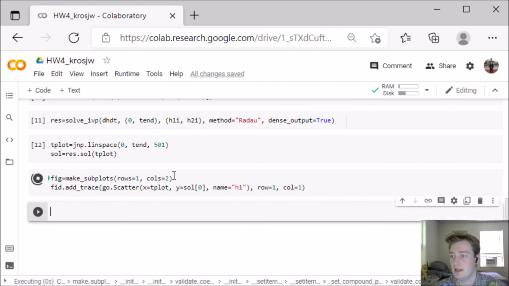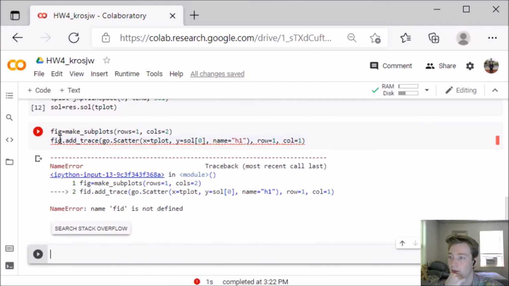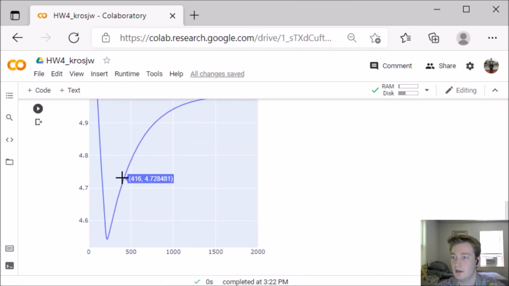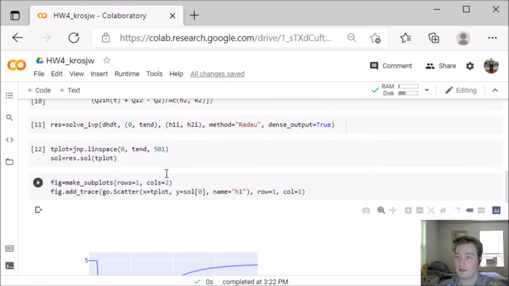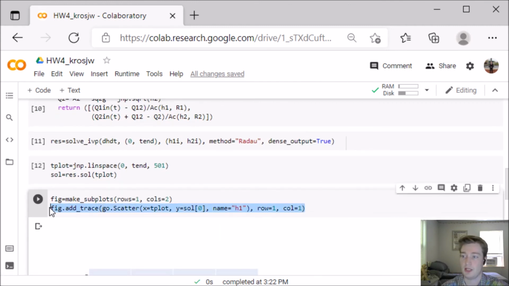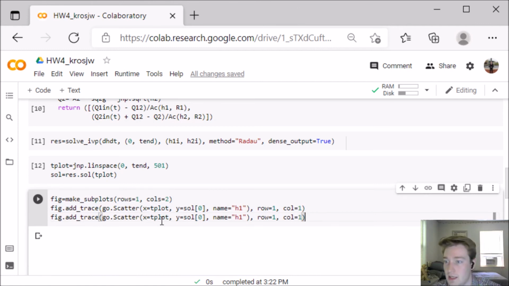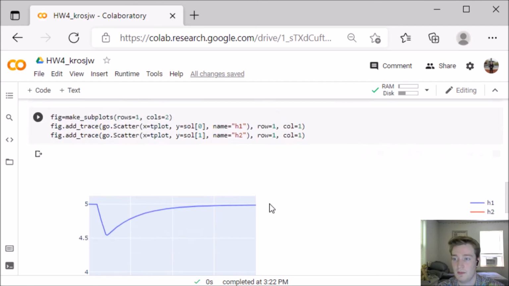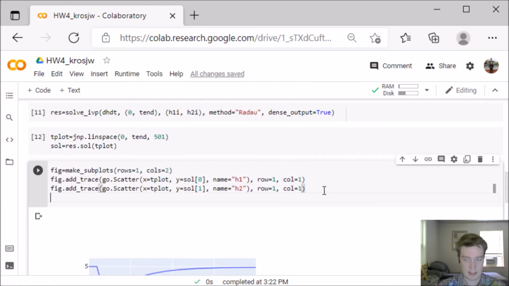And let's see if we can see that. Oh, misspelled it again. Figure. There we go. Yeah, so there it is. So now if we do the same thing for h2. So if we copy and paste this down, x is tplot, solution at 1. And we call it h2. There we go. So now we can see both of them. Perfect.